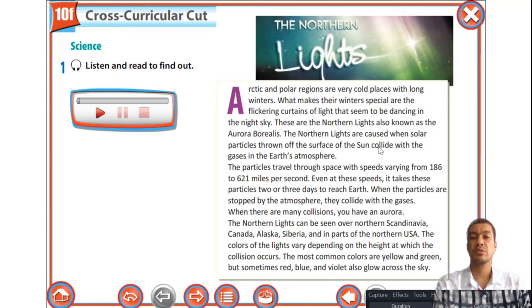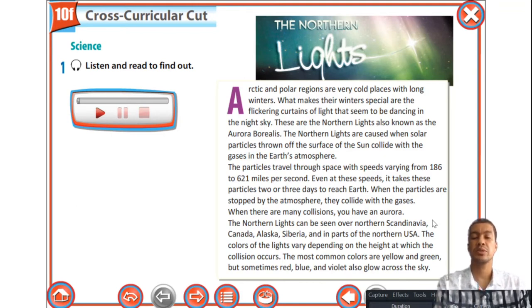The particles travel through space with speeds varying from 186 to 621 miles. And it's also known that these particles take up to 2 days to reach the Earth's atmosphere. So if any of you want to visit or go see this cool phenomenon, you can witness it in northern Scandinavia and Alaska and Canada, as well as Siberia.